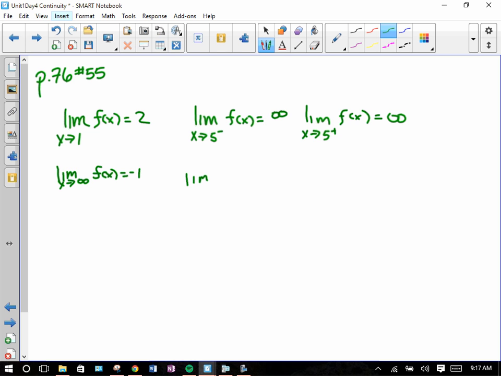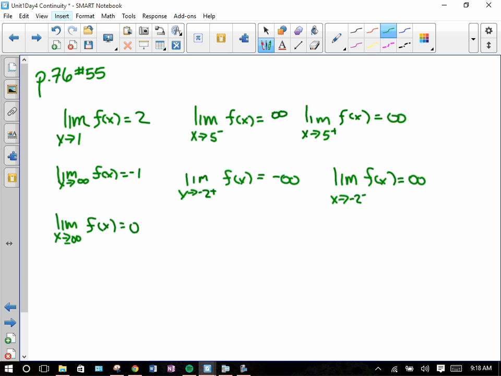The limit as x approaches -2 from the right of f of x equals -infinity. And the limit as x approaches -2 from the left, f of x equals infinity. And finally, the limit as x approaches -infinity of f of x equals 0.